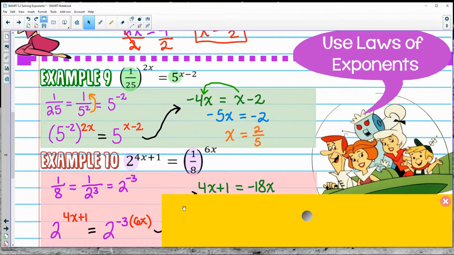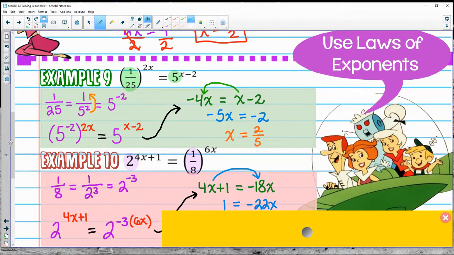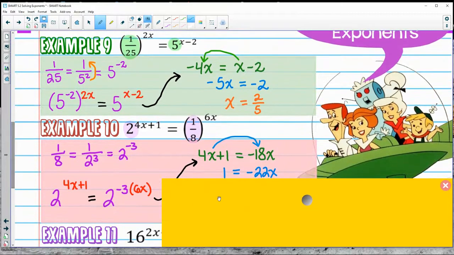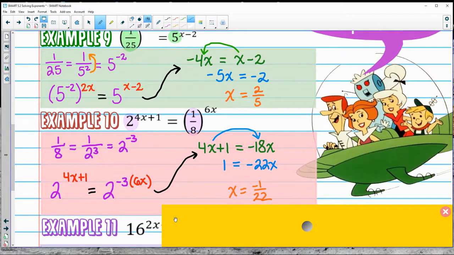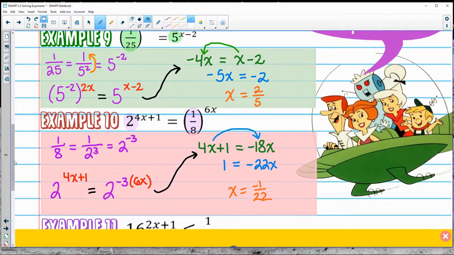So I've got 4x plus 1 is equal to negative 18x. And then I do what I do best. I start to move things over. So I'm going to subtract 4x to the other side and divide by negative 22x and get negative 1 over 22 for my final solution. Again, please leave it as fractions. And it's okay if they're not friendly. That's kind of where the laws of exponents can be really, really helpful.